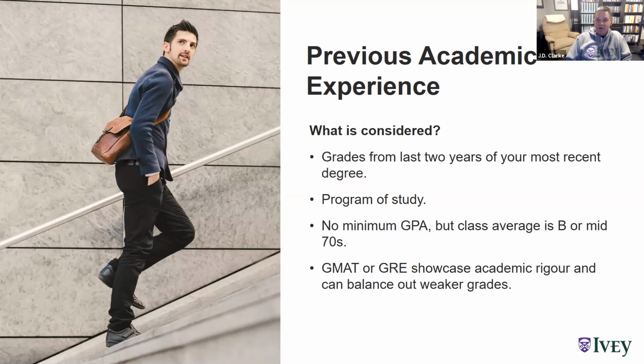So we have a class average. Our class average is B level, mid 70s. I think last year was 78. So that's about a 3.5, I think, on the GPA. But that's our average. We have no minimum GPA when you apply to the program. And again, if you have marks that are below average, we're just going to put more weighting on the GMAT. So that's really important to consider.